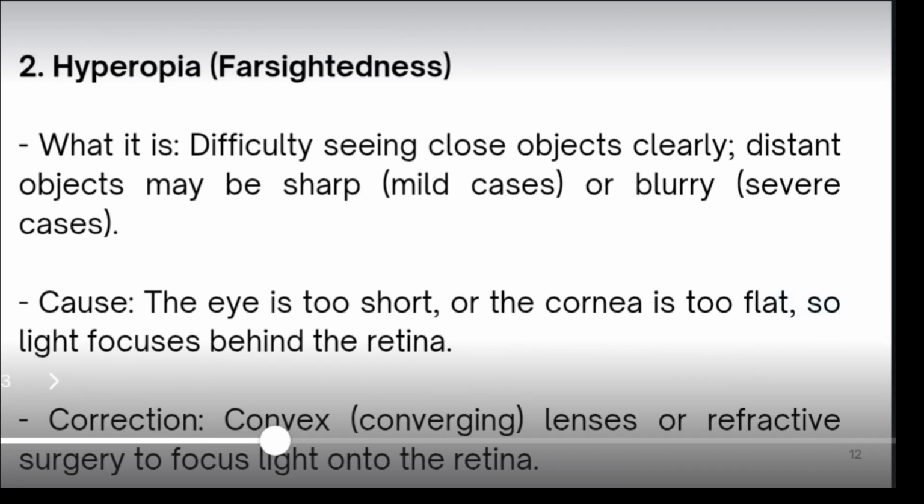Second is hyperopia or farsightedness. It is a difficulty seeing close objects clearly. Distant objects may be sharp, mild cases, or blurry, severe cases. Cause: the eye is too short or the cornea is too flat, so the light focuses behind the retina. Correction: convex, converging lenses or refractive surgery to focus light onto the retina.